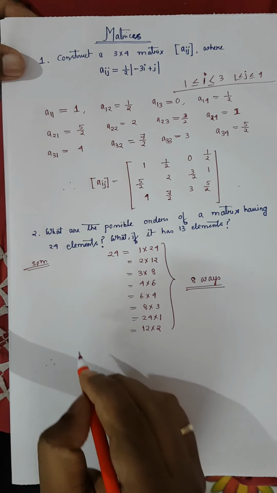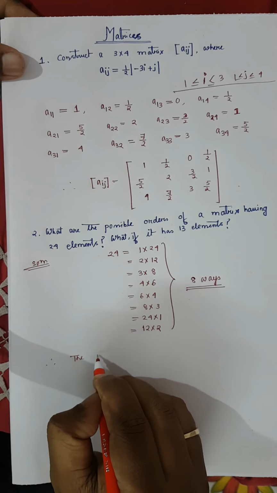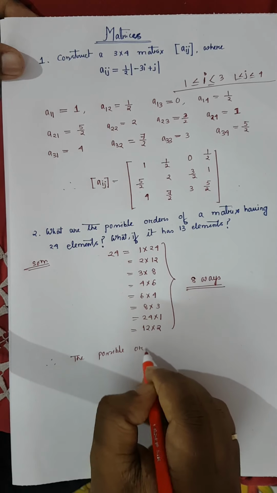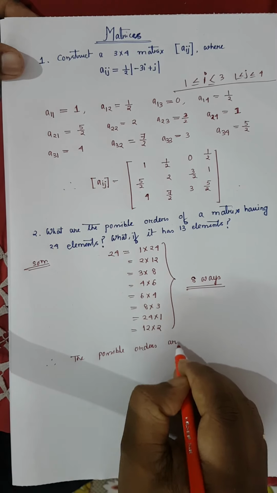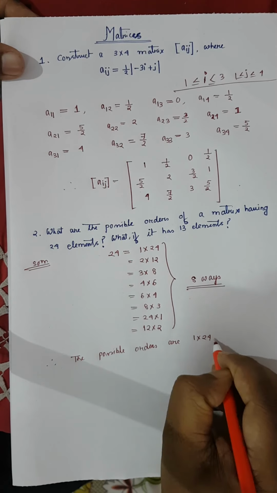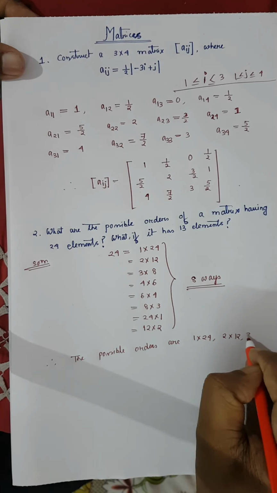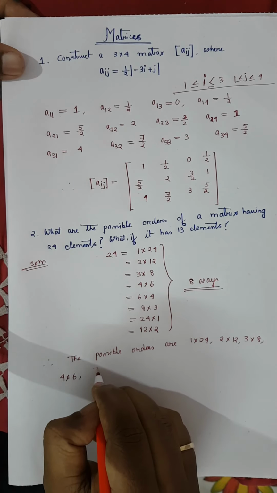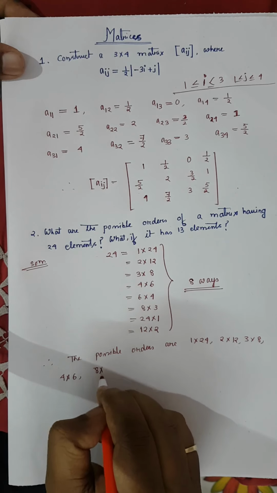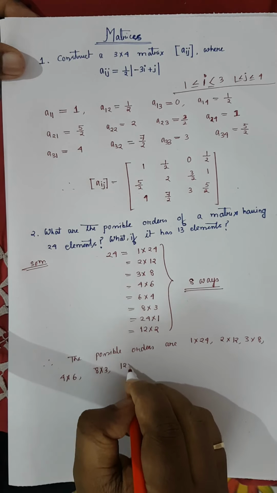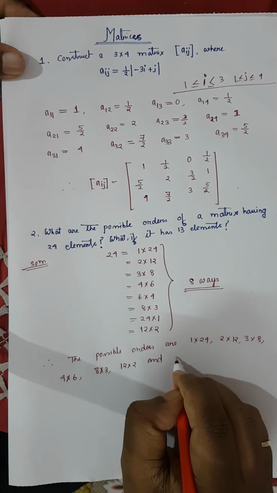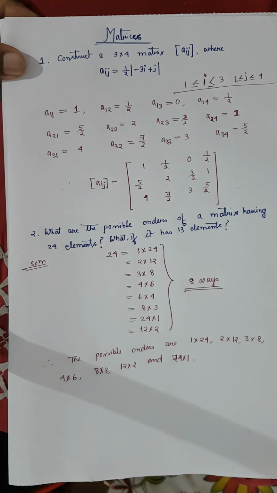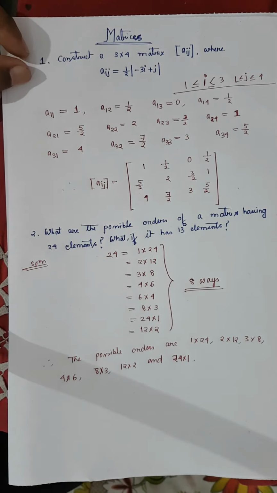Therefore the possible orders are 1 by 24, 2 by 12, 3 by 8, 4 by 6, 6 by 4, 8 by 3, 12 by 2, and lastly 24 by 1. So you can write the matrix in 8 different ways.